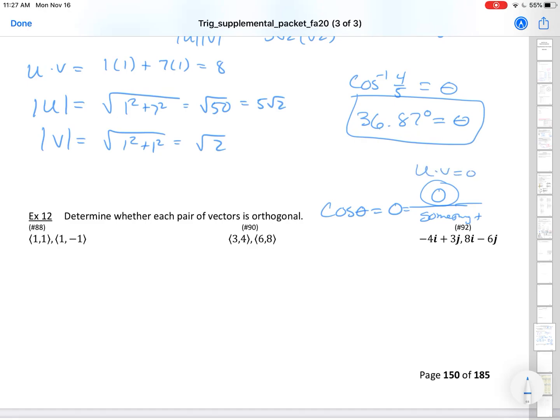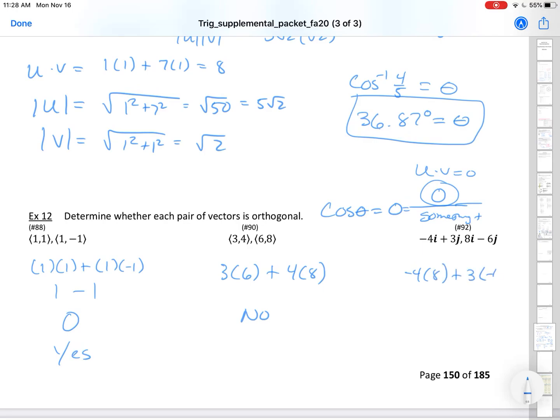So let's look at this first one. 1 times 1 plus 1 times negative 1. Are they orthogonal? Yes. 3 times 6 plus 4 times 8. Are they orthogonal? Absolutely not. You don't even need to figure that out. I mean, you could, but why? You know that's not going to be 0. How about this one? Negative 4 times 8 plus 3 times negative 6. Those are both going to be negative and have big numbers. That's not going to go to 0. That's a no. And so we're done just that quickly because we're looking for zeros in that process.